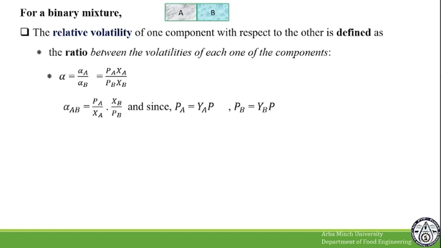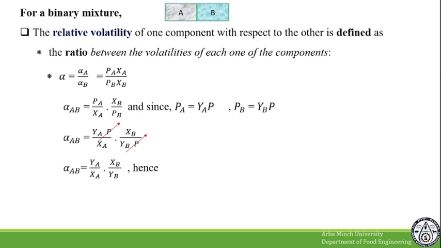As we know, PA, which is a partial pressure, equals YA times P total, the mole fraction in the gas phase times the total pressure. Similarly for B, PB equals YB times P total. When we substitute the PA and PB values into this equation, we get YA times P over XA times XB over YB times P. Here P is the same on both sides, so we can cancel it out. The equation becomes alpha AB equals YA over XA times XB over YB.